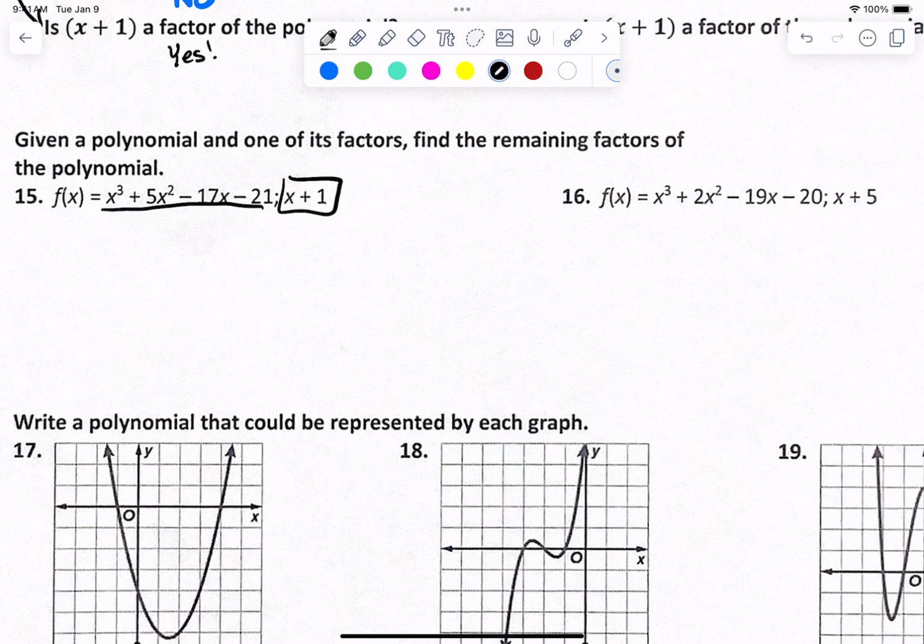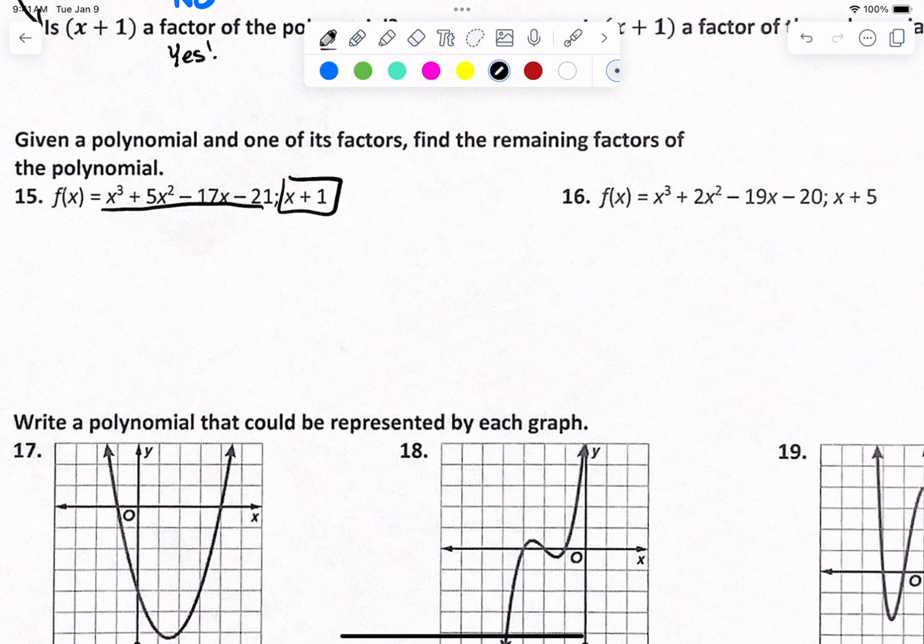So they say if you take x plus 1 out and you divide it out, you get something left over. They want you to continue to find the rest of the factors. How many factors should it have? It should have 3, because it's x to the 3rd power, right? So we've got to divide this one out and then find the other 2.